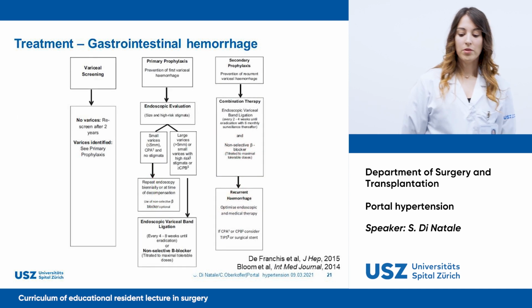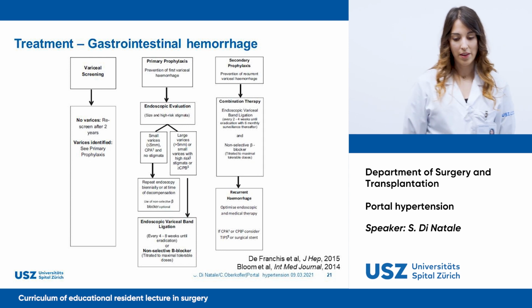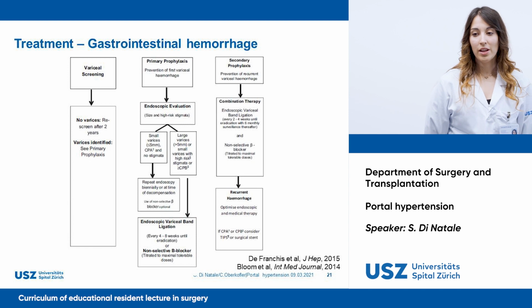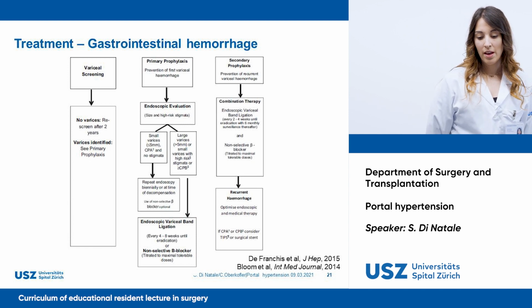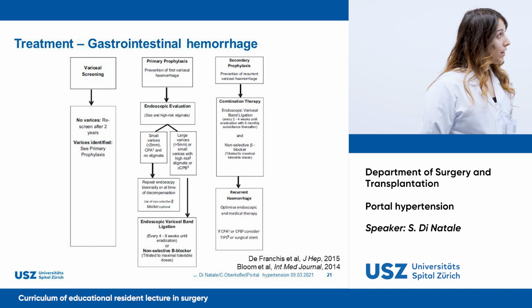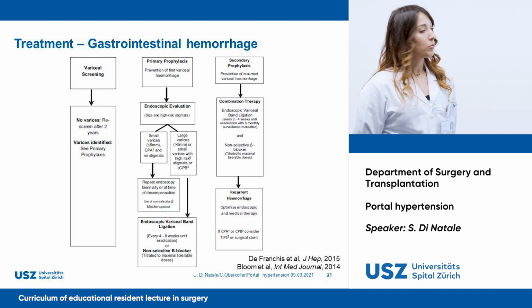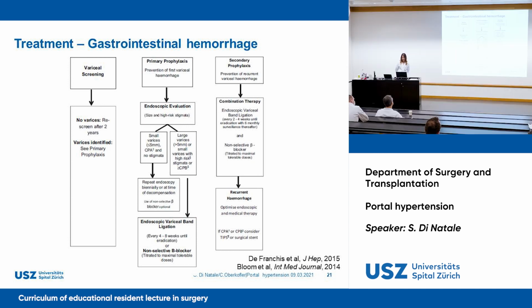Now, the treatment of gastroesophageal varices can be divided into screening, primary, and secondary prophylaxis. A screening is recommended at initial diagnosis or in case of a decompensated liver disease. If no varices or small varices are seen, a rescreening should be performed after 2 years. In case of large varices, an endoscopic variceal band ligation or non-selective beta blockers are recommended.